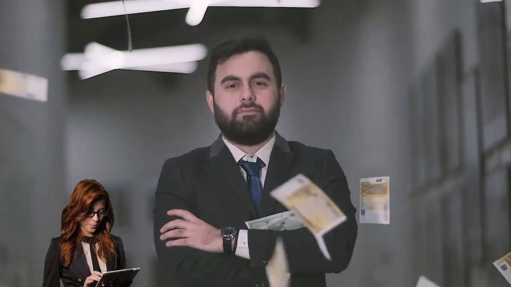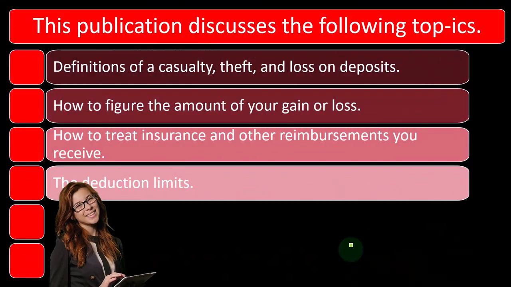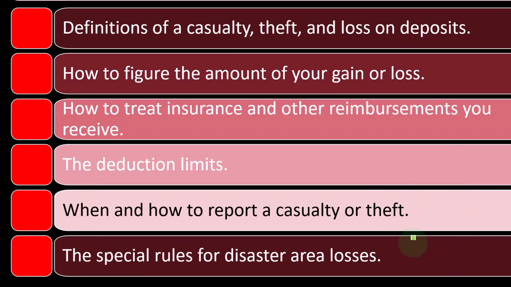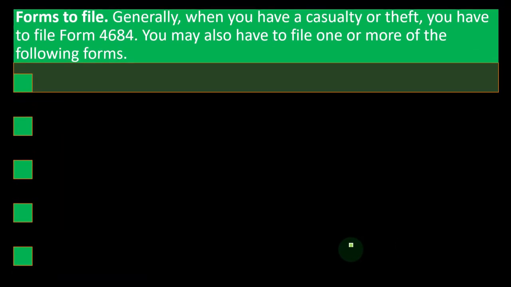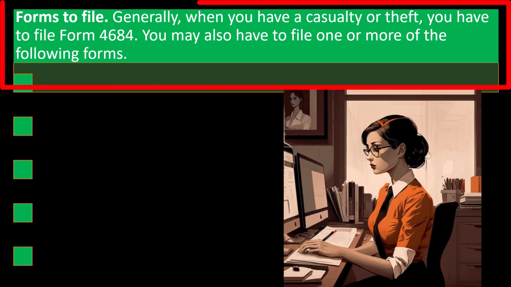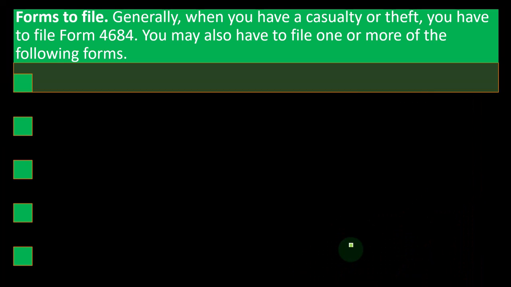for the insurance, right? Because then that's obviously recouping part of the losses. The deduction limits when and how to report a casualty theft, the special rules for disaster area losses. So forms to file. Generally, when you have a casualty or theft, you have to file Form 4684. You may also have to file one or more of the following forms.